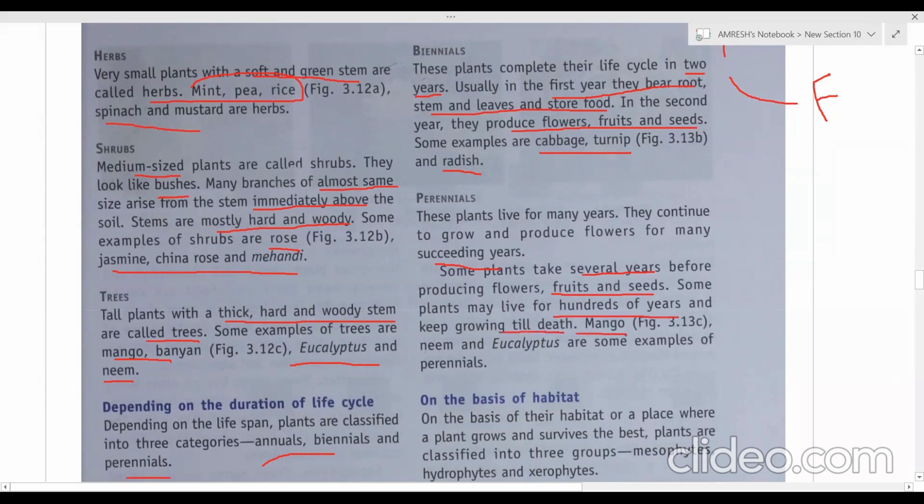Mango plant lives for many years. Okay. Neem plant also lives for many years. Eucalyptus also lives for many years. These are the perennials. Perennial means evergreen. So हाँ, सब evergreen तो नहीं बोल सकते. Perennial means they live for many years, long lasting, what we say.